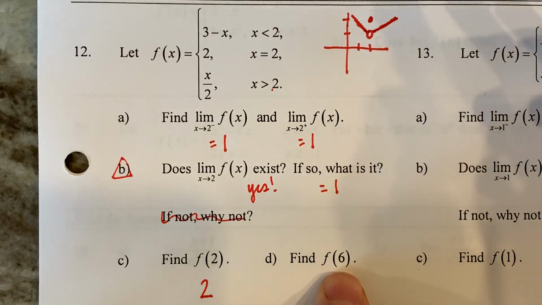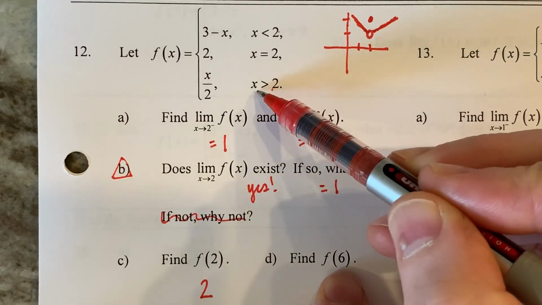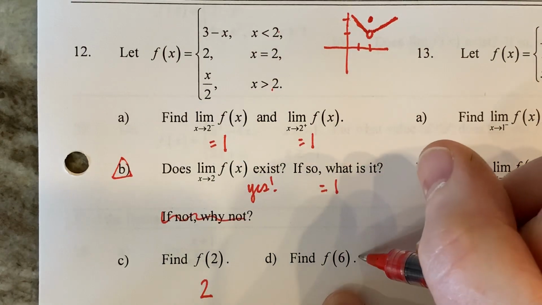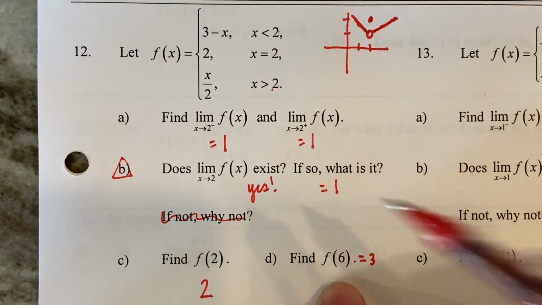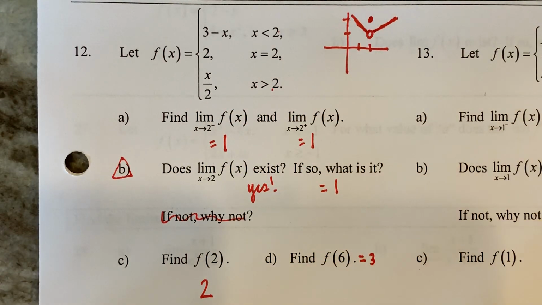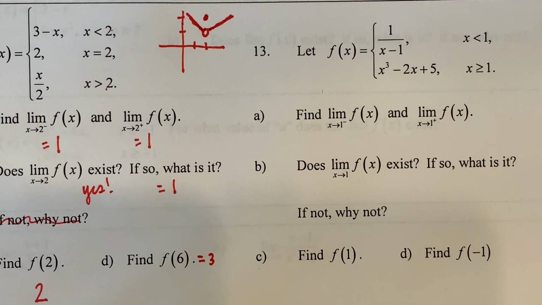And finally, how would I find f of 6? Well, 6 is in that interval, so I'd plug a 6 in. I get 3, and that's great. So actually, the limit as x approaches 6 and the value at 6 would be the same in that case.